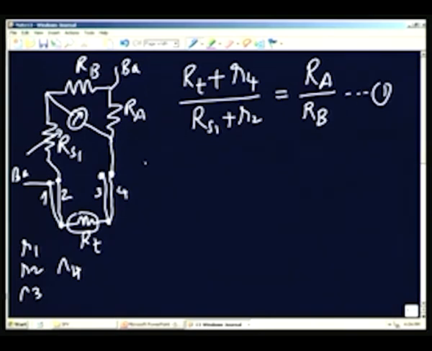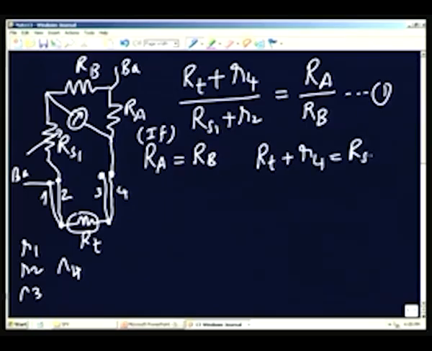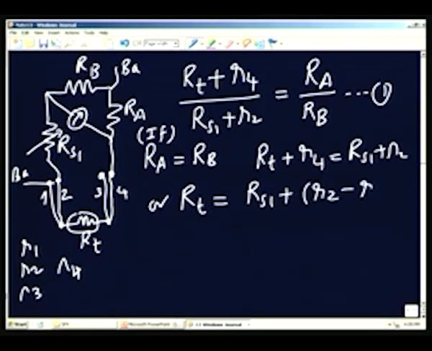If we choose RA equal to RB, which can always be done, I will have RT plus R4 equal to RS1 plus R2, or RT equal to RS1 plus R2 minus R4. We can call this equation number 2.